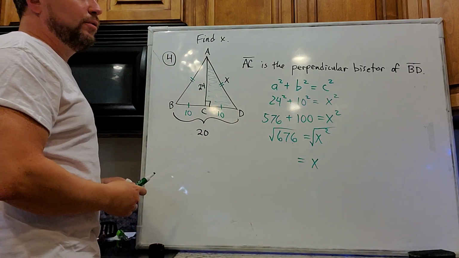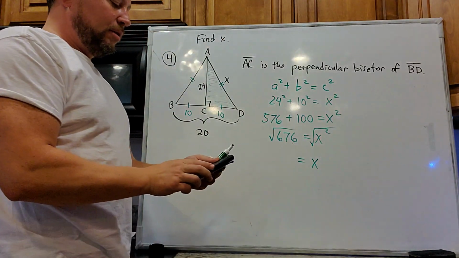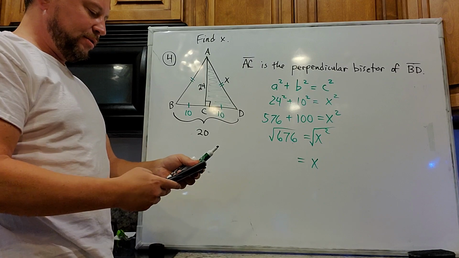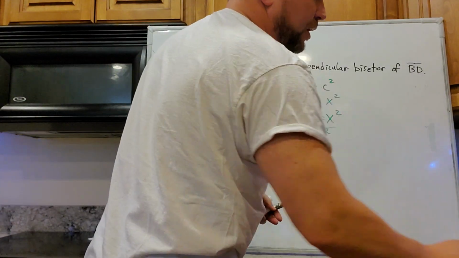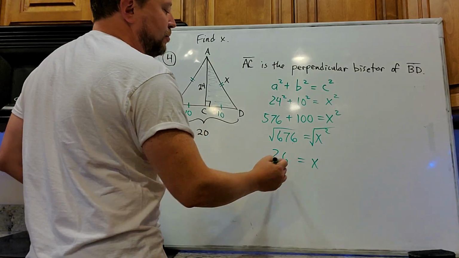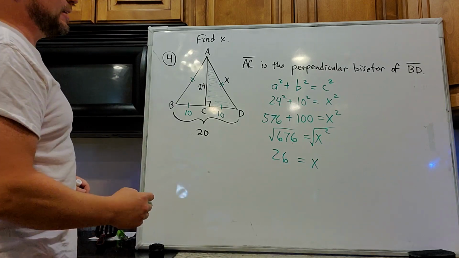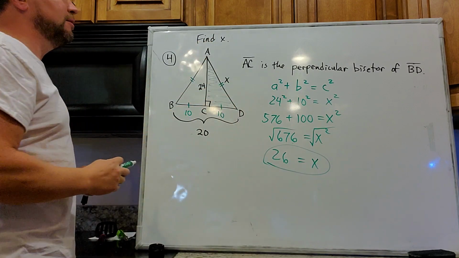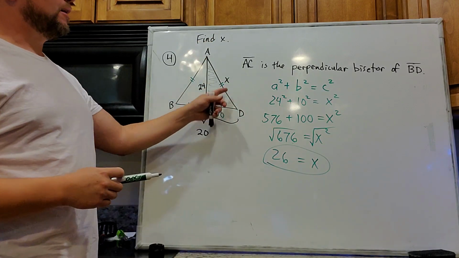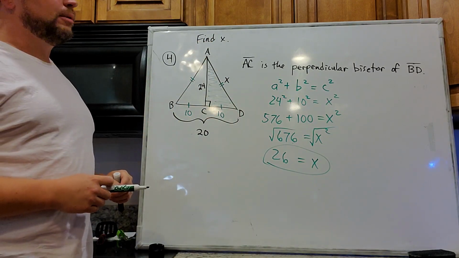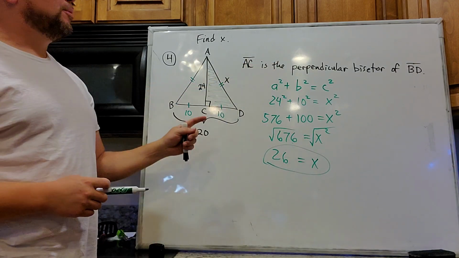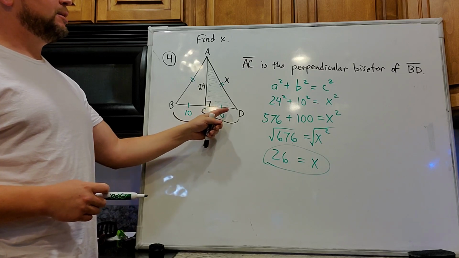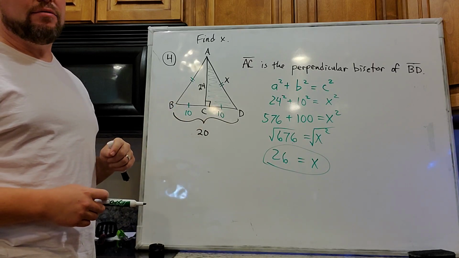So we're going to do the square root of each of those sides, and if you do the square root of 676, this one comes out to a nice whole number for you. It comes out to 26. So there's our missing length of this side, and we had to get it by using the Pythagorean theorem. So keep that in mind. When you work with perpendicular bisectors, by nature, they're going to be splitting things into a lot of right triangles.